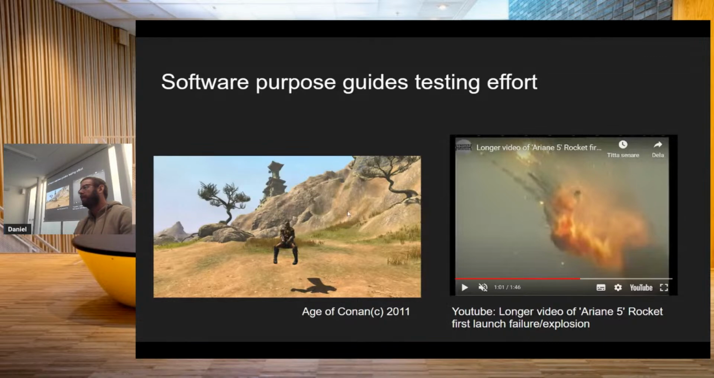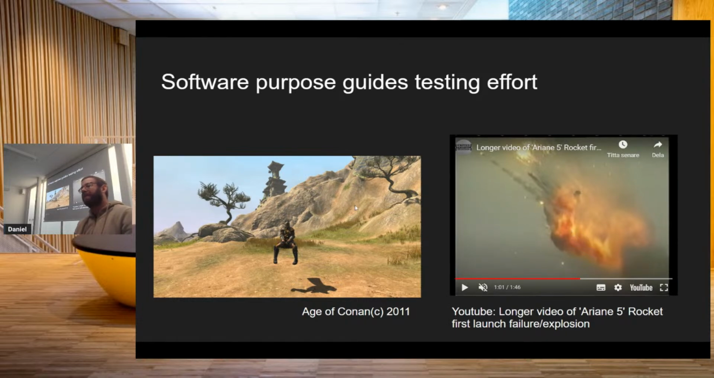To the left, in Age of Conan, there might be a slight reduction in sales of the game, right? Maybe a couple of $1 million that it cost the gaming company. On the right, this cost billions of dollars and a lot of work.